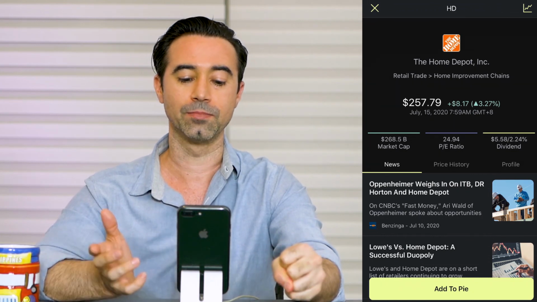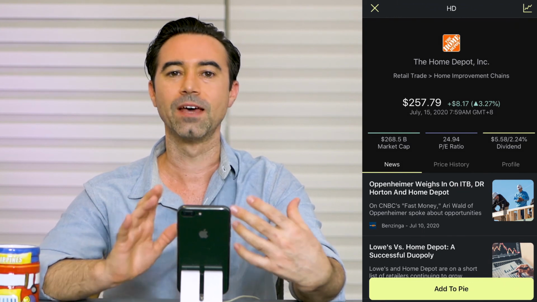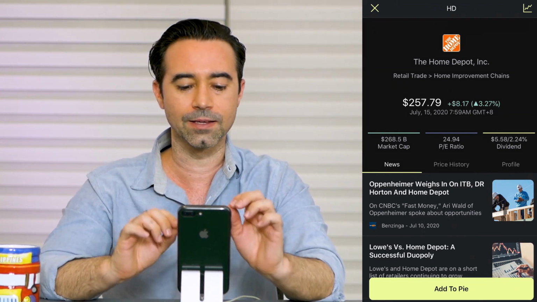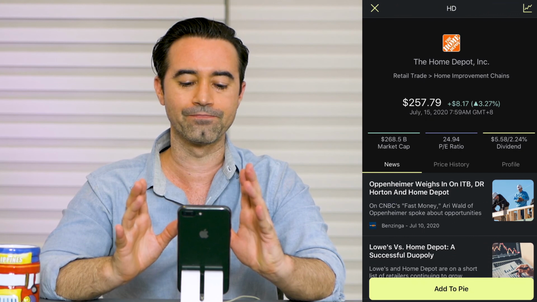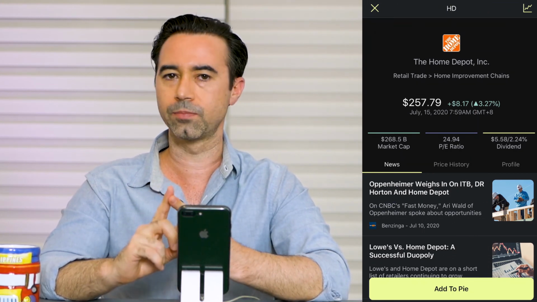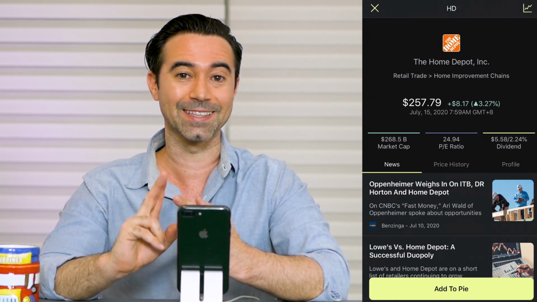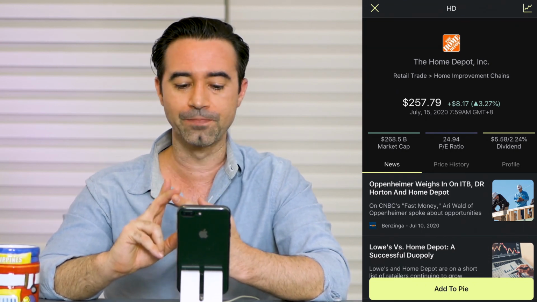And then there's some news, which is fine, that's great. And if you want to click the news, you can read the news. The one thing that is kind of not that great with this app is there's no research. So I would prefer there to be at least some Morningstar reports, some analyst ratings and things like that. You do get that in Robinhood.